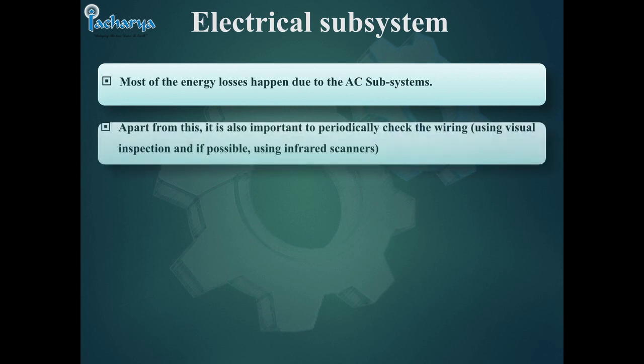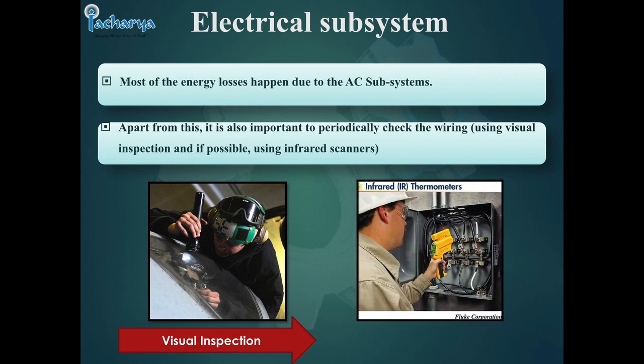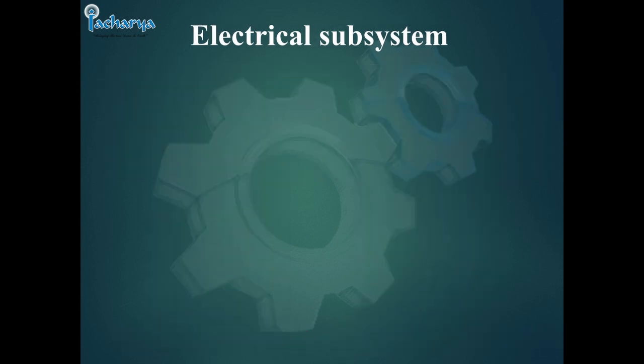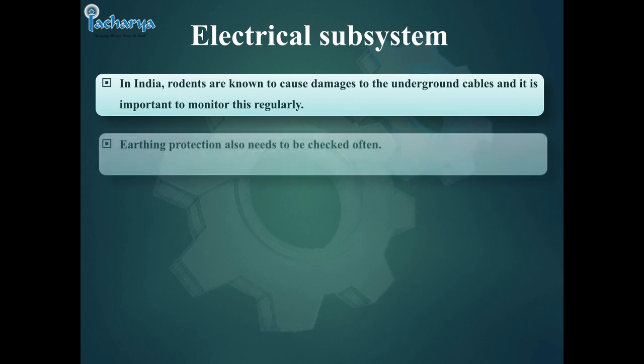Apart from this, it is also important to periodically check the wiring using visual inspection and, if possible, infrared scanners. In India, rodents are known to cause damage to the underground cables, and it is important to monitor this regularly. Earthing protection also needs to be checked often.